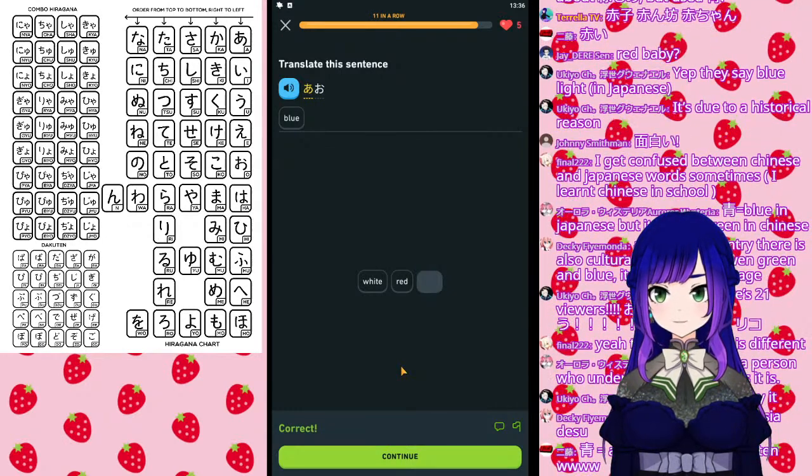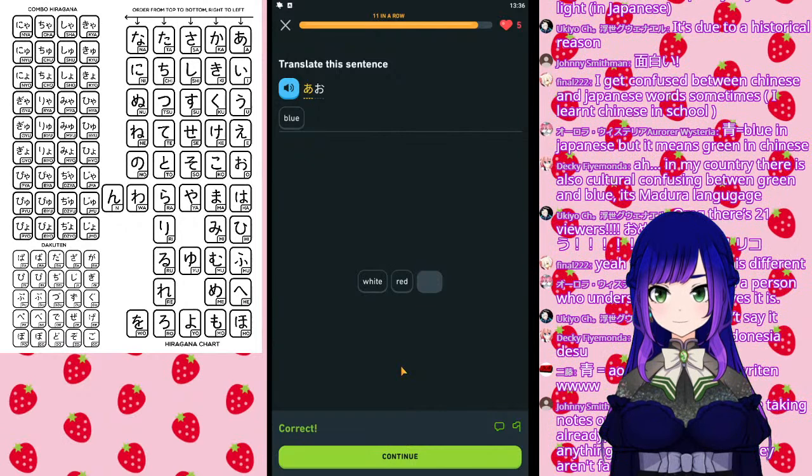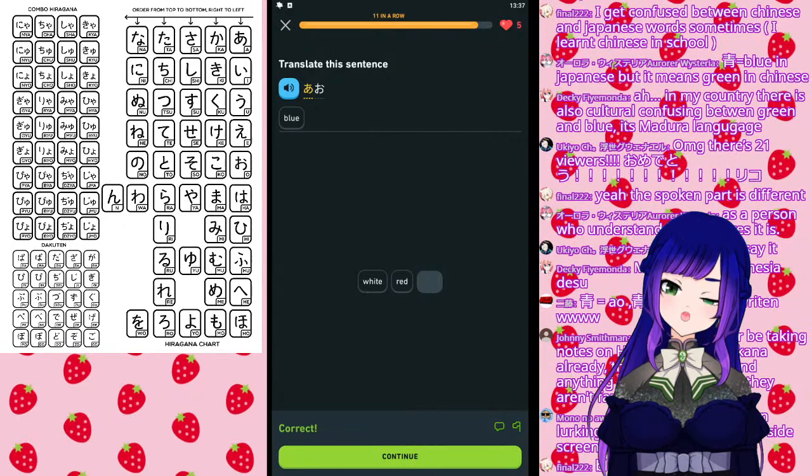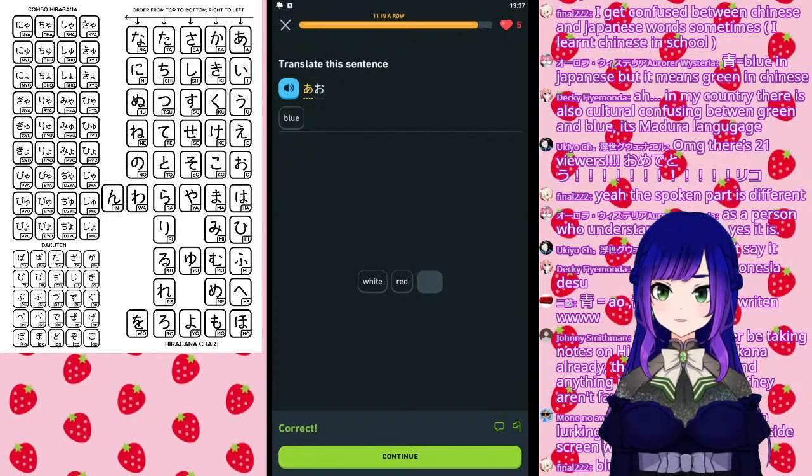Madura is in Indonesia. Oh, Indonesia. I see, I see. Ao is ao, written the same. Well, I can't read Chinese, but beginners had better be taking notes on hiragana and katakana already. They won't understand anything in the next lesson if they aren't familiar with it yet.